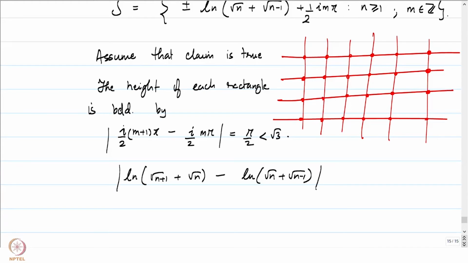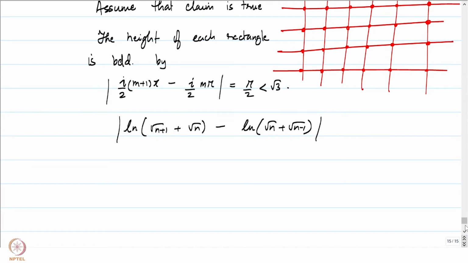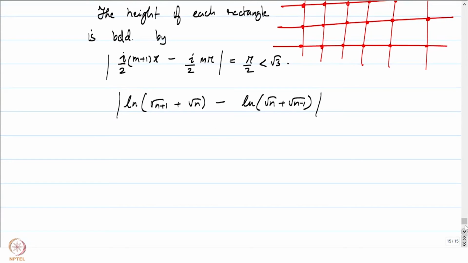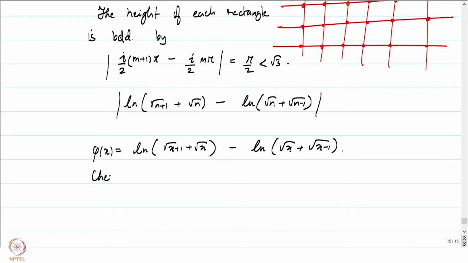The first observation should be that this is indeed greater than 0. The length is going to be greater than 0, and that's not what we need. We need an upper bound. To check that this is indeed an upper bound, let's look at the function log of square root of x plus 1 plus square root of x, minus log of square root of x plus square root of x minus 1. If you consider this function, let's call it phi of x, this is a decreasing function. Check that phi is a decreasing function.